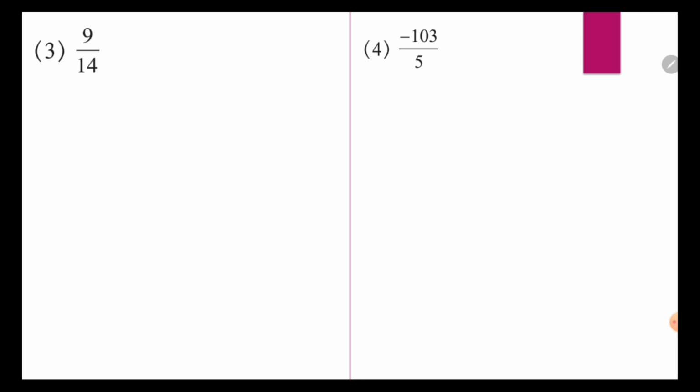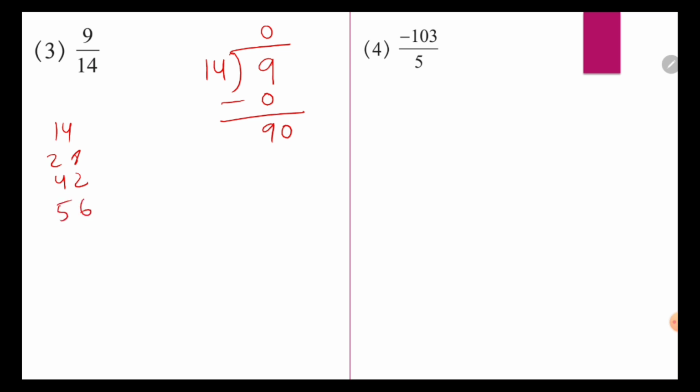Now the third sum is 9/14. So I have to divide 9 by 14. Again 0. Okay, 0, 9, 90. Now I have to see whether 90 comes in the table of 14. So we will be writing the table over here.